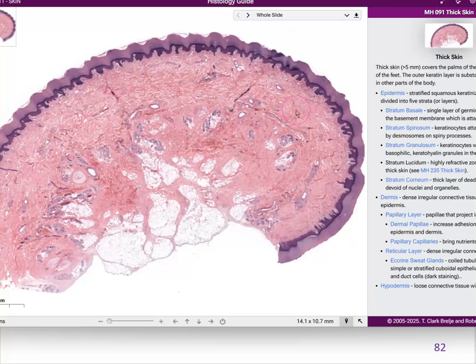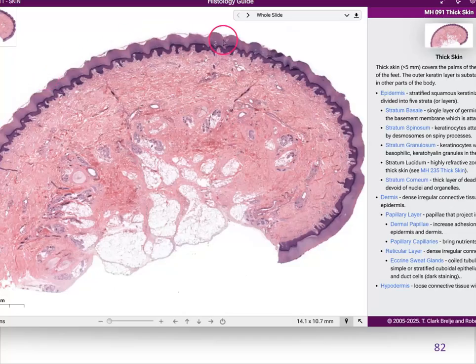Apparently I lied because I'm showing you histology instead of jumping into the skin appendages. So let's think about what I just told you in the last video. I showed you the layers of the epidermis and the layers of the dermis, and I showed you the blood supply, the plexuses.